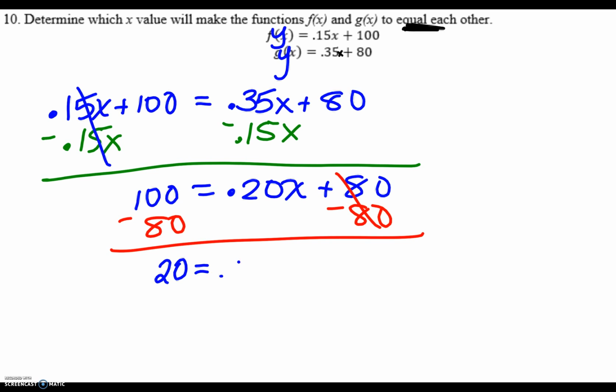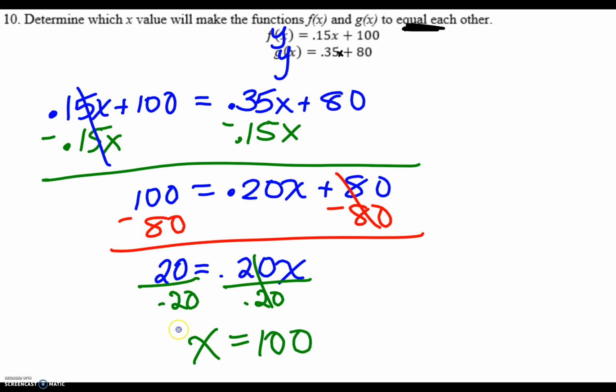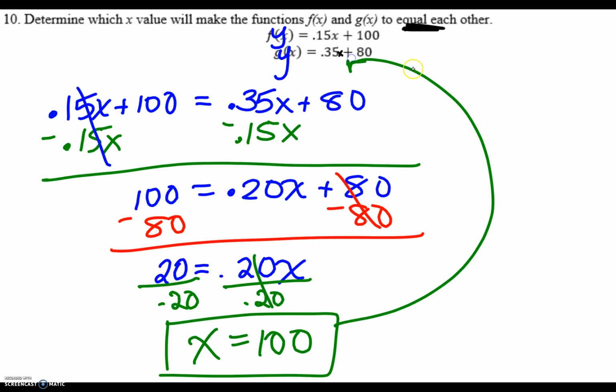20 equals 0.20x. Now we need to solve for x, so I'm going to divide by 0.20 to isolate the variable. And then when I type that into the calculator, 20 divided by 0.2, we get x equals 100. If you want to check, you could always just take your value of x and substitute it into both equations and make sure that your y values are the same.